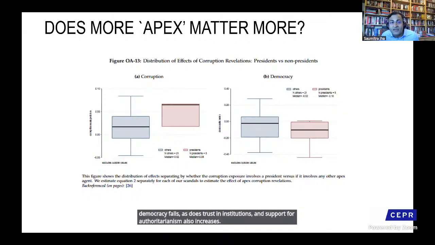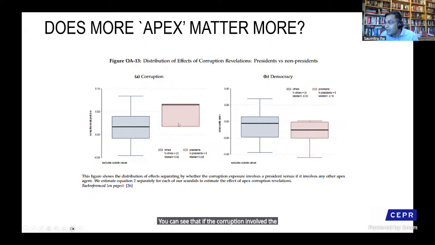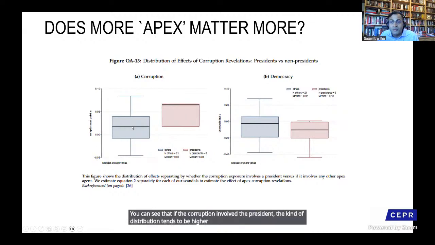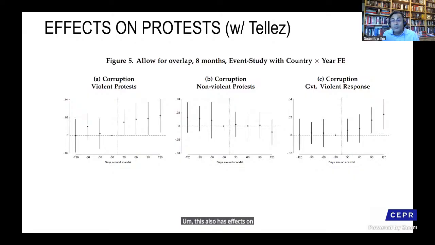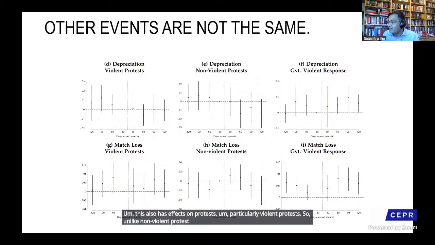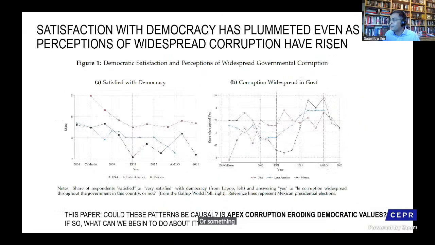Does being more apex matter more? Well, we don't have much variation because we're looking at the scandal level, but you can see that if the corruption involved the president, the distribution tends to be higher in corruption perceptions and in the decrease in democracy on average than for those who are less apex, not quite at the top of the government. This also has effects on protests, particularly violent protests. So unlike nonviolent protests, and it's different from other types of things which might also lead to these effects, such as winning a football game or something like that.